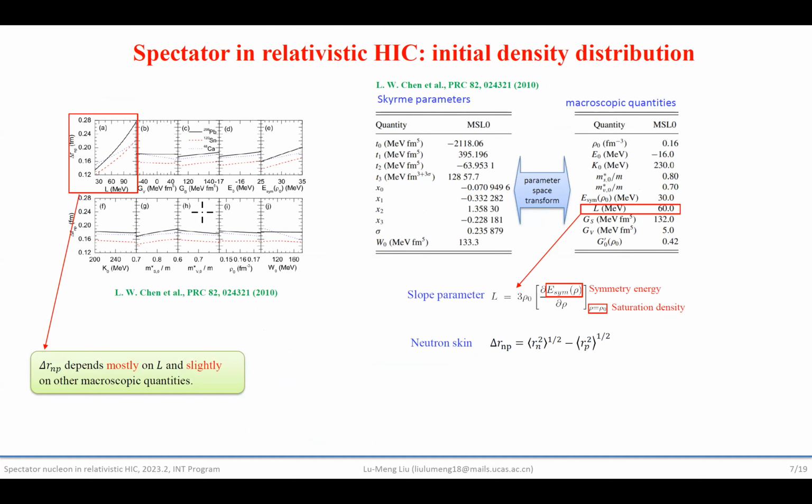A previous study shows the neutron skin thickness depends mostly on L, the slope parameter of symmetry energy, and slightly on other macroscopic quantities. So we can change the value of L and keep the other macroscopic quantities fixed at their typical values, to get different density distributions, and of course different neutron skin thicknesses.